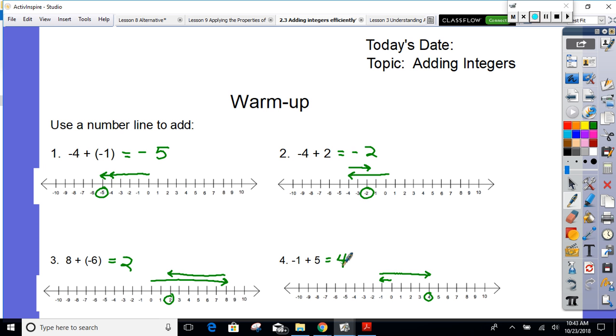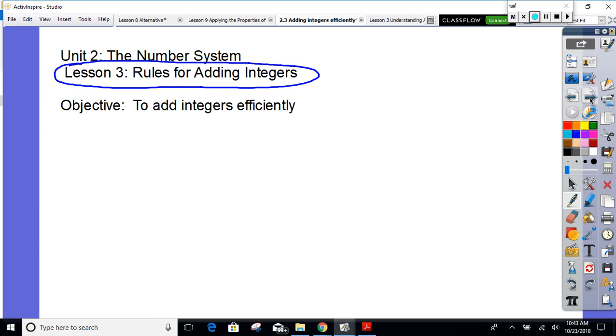Okay, any questions, any problems that you want to see? Your problem is if you had 2 negatives in a row, you need to go both in the same direction, both left. If you got problems wrong, you need to know why. Any questions? Okay. Great, let's go on to today's lesson.